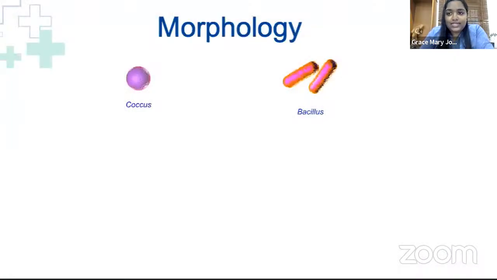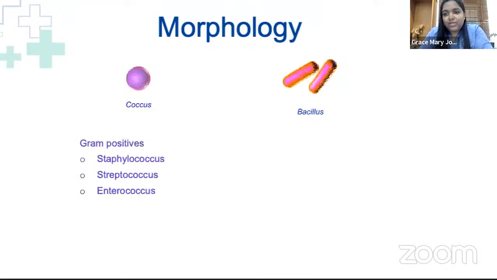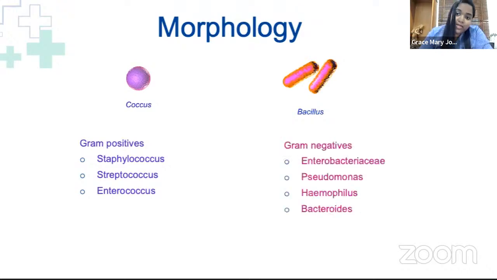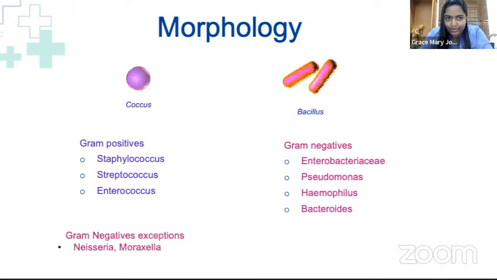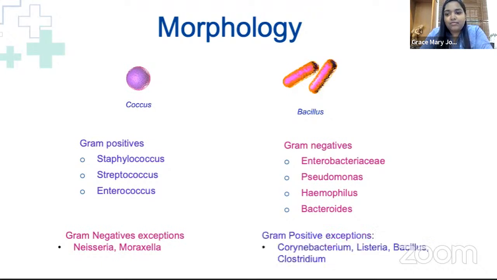And coming to the details, the gram positives are usually cocci, and the three main organisms that we encounter in our daily practice are Staphylococcus, Streptococcus, and Enterococcus. And the gram negatives are usually rod-shaped or bacilli, and we know E. coli, Enterobacteriaceae, Pseudomonas, Haemophilus, and the Bacteroides, which are the anaerobes. But there are exceptions. There are certain gram negatives that can come as cocci, for example Neisseria and Moraxella. Also among the gram positives, some can be bacilli, some can be rod-shaped, which are Corynebacterium, Listeria, Clostridium, and there are other shapes as well.